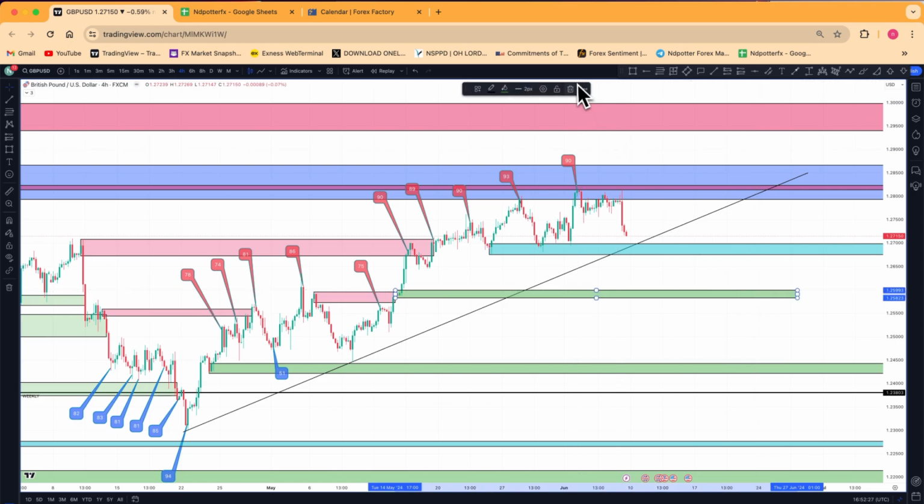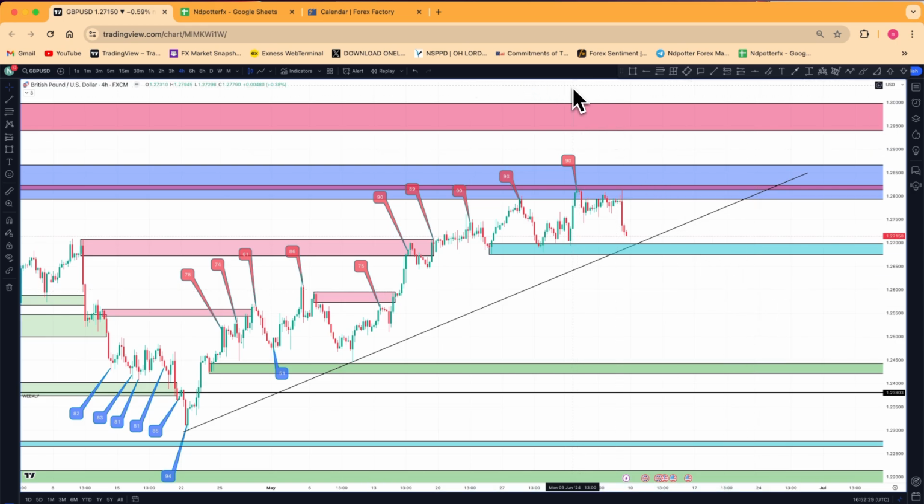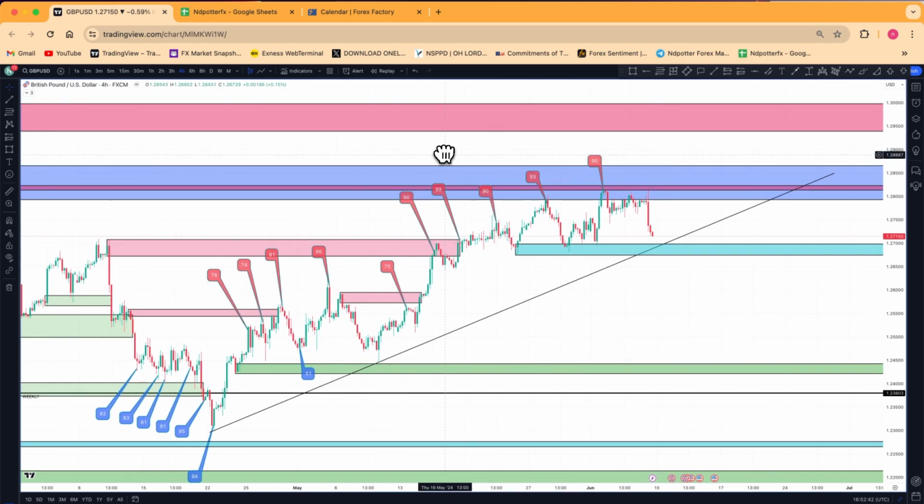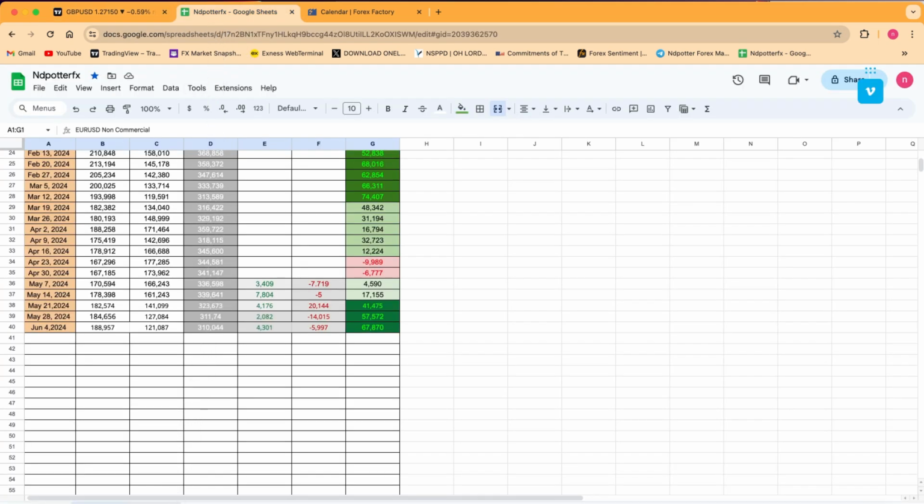So I will just be stepping aside, watching this one carefully and seeing how the market plays out. I'm not interested in selling at the moment. I'm just going to step aside and handle my trades in other pairs that I'm trading. Let's check what the high institutions are doing with their position on GBP USD. Let's go to this GBP USD spreadsheet here.